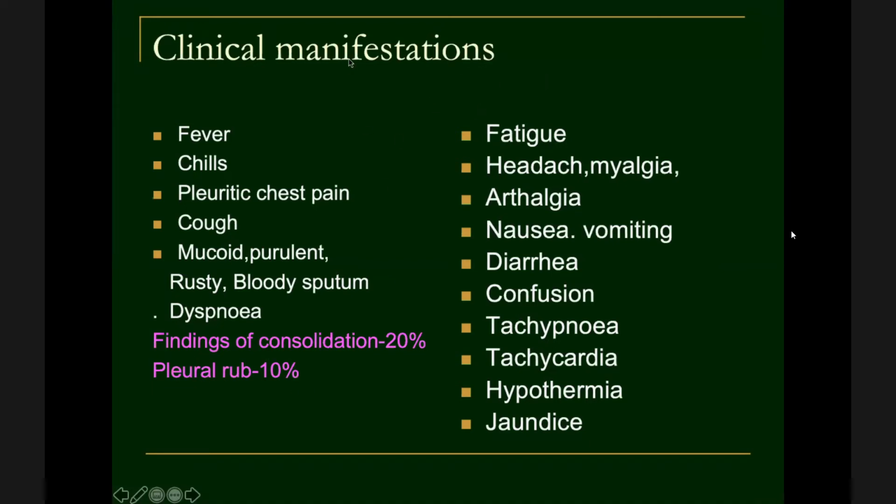Another is fatigue, headache, myalgia, and arthralgia. Nausea, vomiting, and diarrhea are other features you can have. Most of these GI symptoms you are going to get in the case of atypical pneumonias. The patient will have confusion. There will be tachypnea, so the respiratory rate is going to be increased. There will be tachycardia, and there can be hypothermia and jaundice. Jaundice can also be there if the patient has an atypical pneumonia like Legionella pneumonia, which is known as Legionnaires' disease.